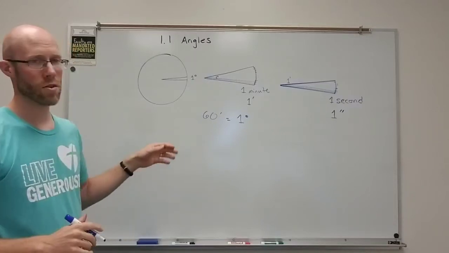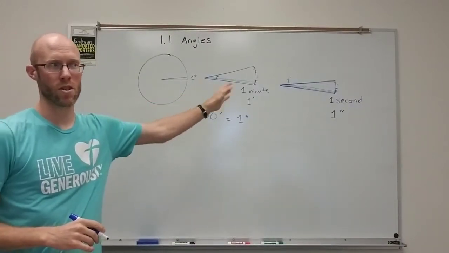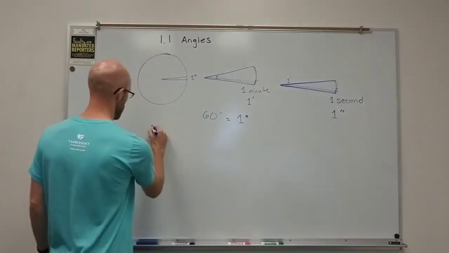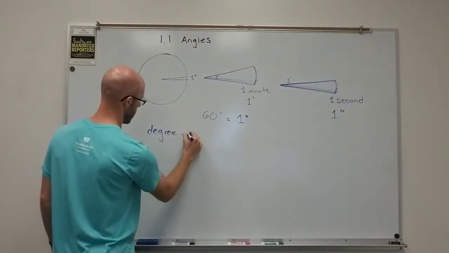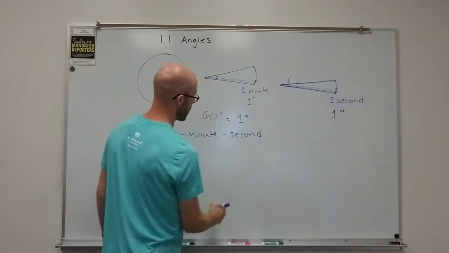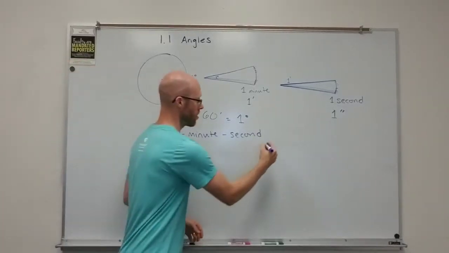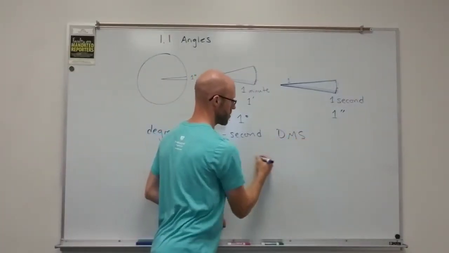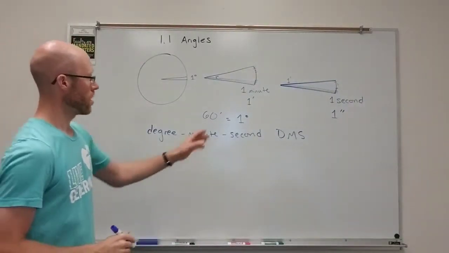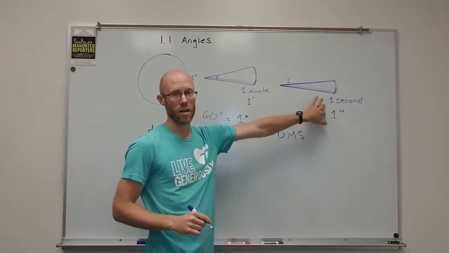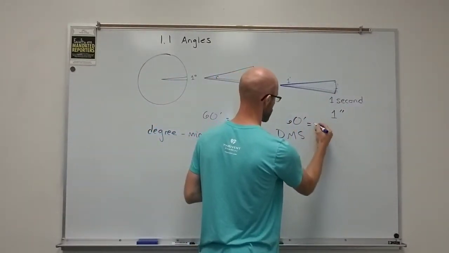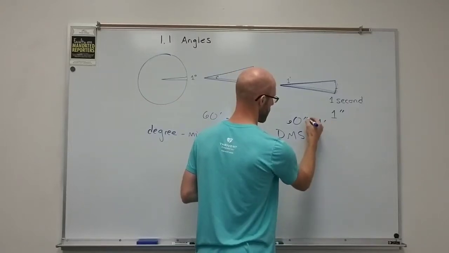So we call this the degree, minute, second units, or we abbreviate it often as DMS. Degree, minute, seconds. Like I said, there are 60 seconds in 1 minute. So 60 seconds equals 1 minute.